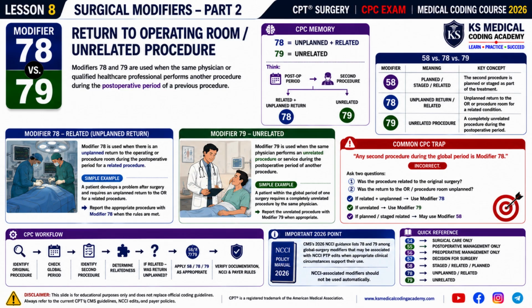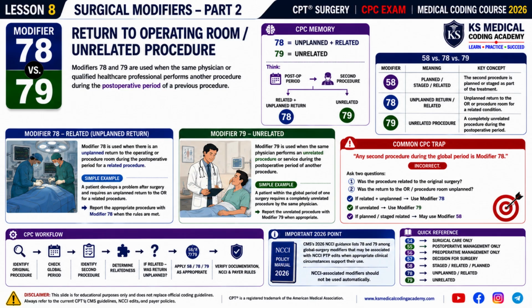For Modifier 79, imagine the patient is still within the global period but requires a completely unrelated procedure by the same physician. Now remember the important comparison: 58 equals planned or staged plus related. 78 equals unplanned plus related. 79 equals unrelated. Here's the common CPC trap. Any second procedure during the global period is Modifier 78. That's incorrect. Ask two questions. Was the procedure related to the original surgery? And, if related, was the return unplanned? If it's related and unplanned, right pointing arrow 78. If it's unrelated, right pointing arrow 79. If it's planned, staged, and related, right pointing arrow 58 may be appropriate.